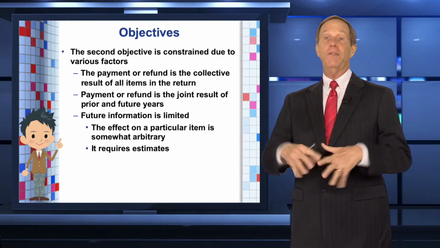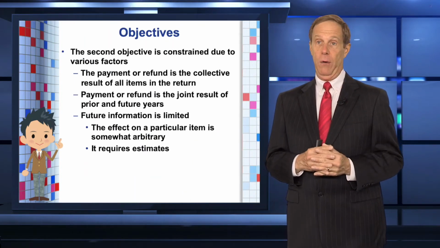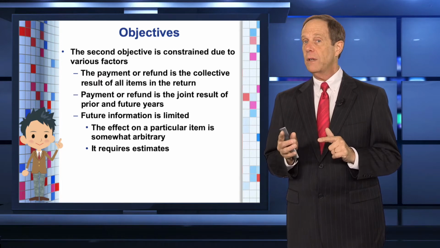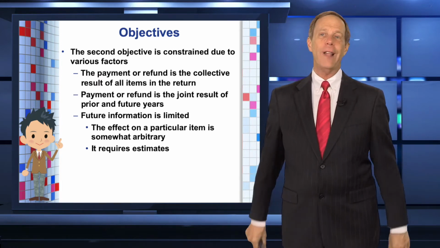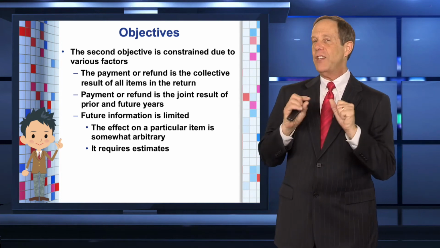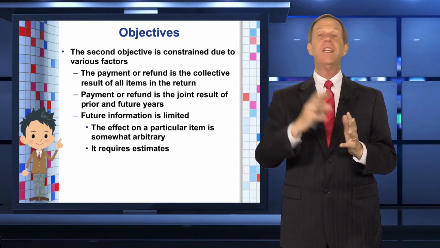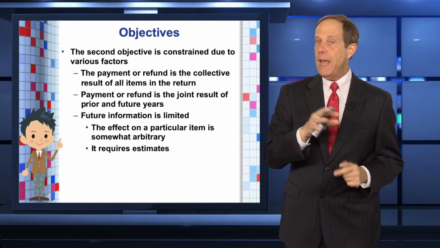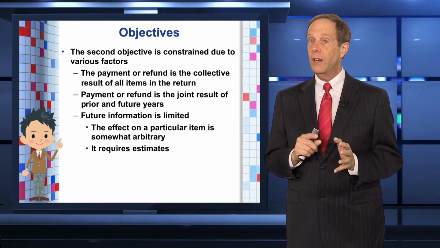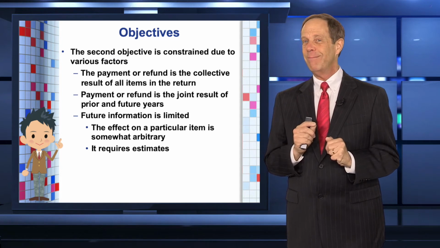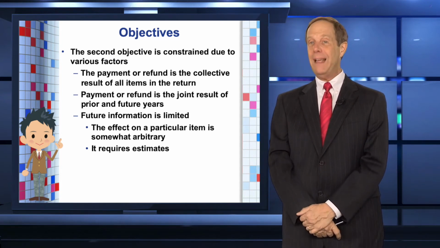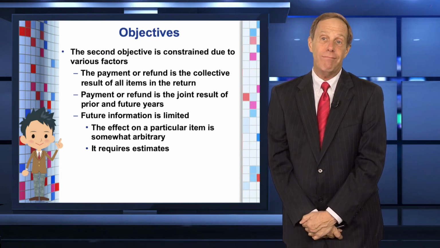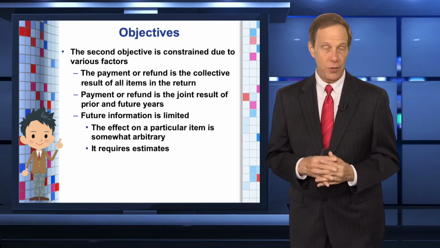Now, that second objective, dealing with the future scenario, is constrained due to various factors. First, the payment or refund is the collective result of all items in the return. So what we're looking at is something kind of in a void and projecting it forward to a future where there could be all kinds of things going on. The payment or refund is the joint result of prior and future years. And future information, of course, is limited. So the effect on a particular item is somewhat arbitrary, and I'd say tremendously arbitrary, and it requires estimates.